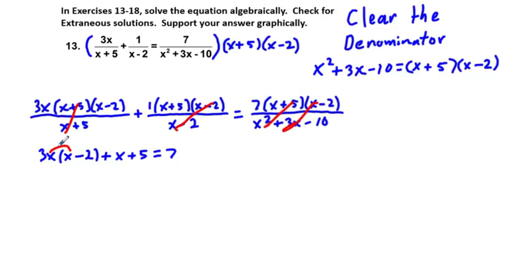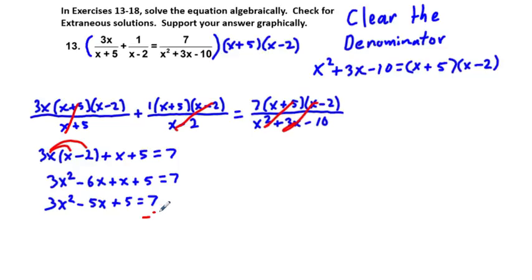And now if we distribute our 3x times x, or 3x times negative 2 here on the left, we have 3x squared minus 6x plus x plus 5 is equal to 7. And then simplifying on the left further, we have 3x squared minus 5x plus 5 is equal to 7. And we have a quadratic equation to solve. Usually with quadratic equations, we want to set one side equal to 0. So if we subtract 7 from both sides of this equation, we have left 3x squared minus 5x minus 2 is equal to 0.